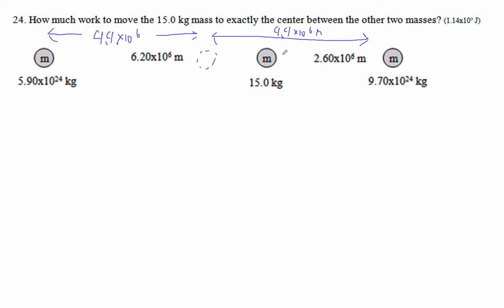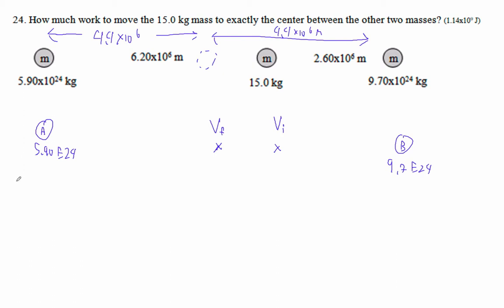Since this is the mass that we're moving, I'll call this guy A, and we'll call this guy B, 9.7 E24. Then we'll just find the potential here and the potential here. This will be my initial potential, and these are their gravitational potentials. This will be my final potential. So let's figure that out.